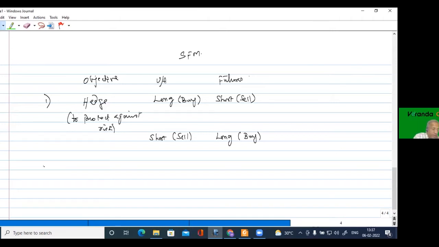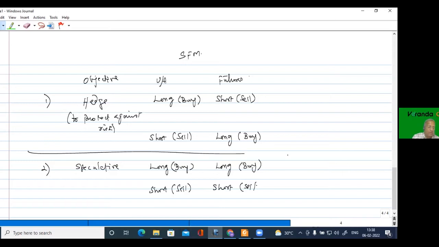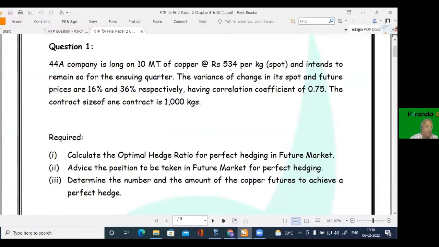If you do not have hedging as the objective, but you consider it speculative, that is, I don't care for the risk but I have only a little amount of investment. If I have gone long here, I will expect to go long here also. So when we are short in the underlying asset, we are expected to go short in futures also. Therefore, when you read a problem, what exactly their objective is, is what you have to check.